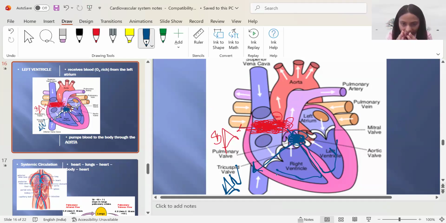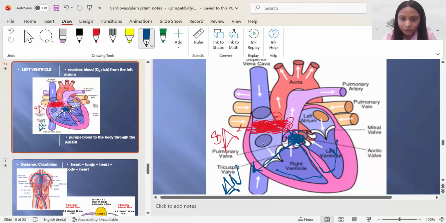When both the ventricles are contracting, the right ventricle will push the blood out through your pulmonary artery. The left ventricle will push the blood through your aorta into the body. So the right and left ventricles are contracting together and moving the blood out of both ventricles. At that time, your atrium is relaxing and filling.